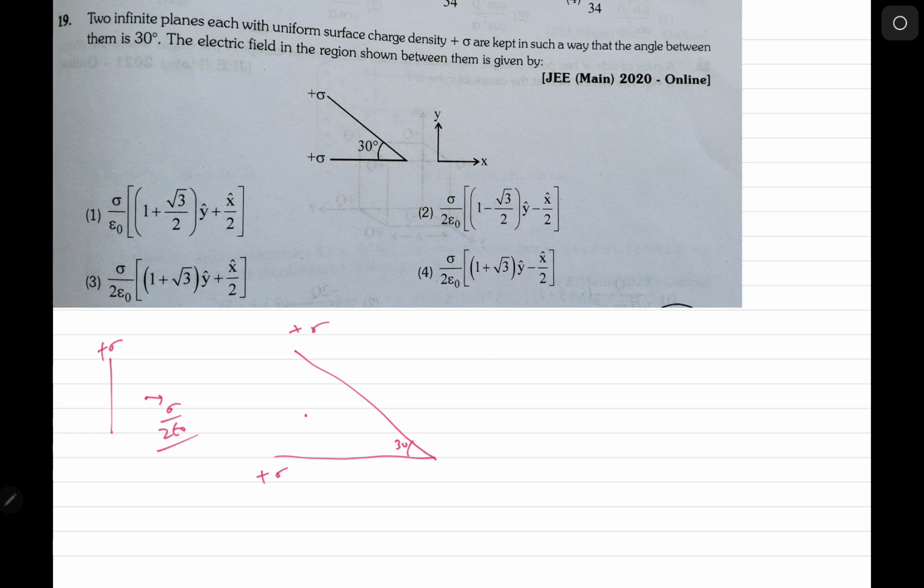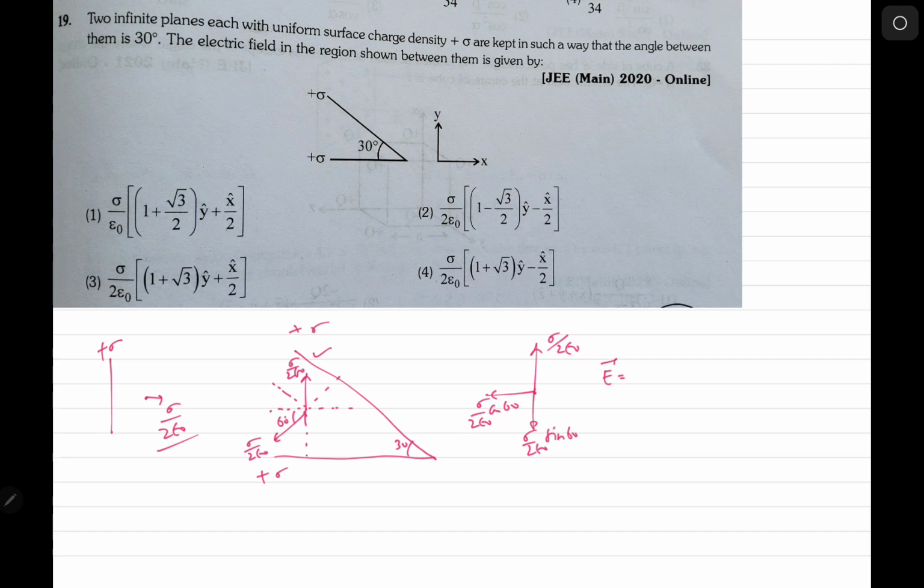This sheet will produce an electric field in this direction, sigma by 2 epsilon naught. This sheet will produce an electric field in this direction, sigma by 2 epsilon naught. Now we just need to resolve them. This angle is 30, so this is 60. Now if we resolve the components, this is sigma by 2 epsilon naught, this is sigma by 2 epsilon naught cos 60, and this is sigma by 2 epsilon naught sin 60. Now do this vector addition.